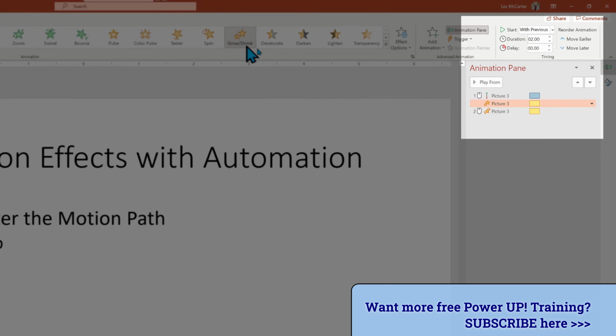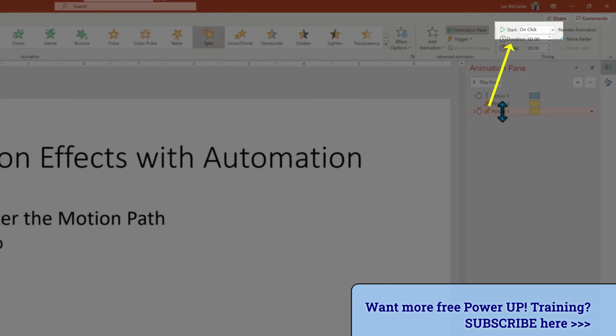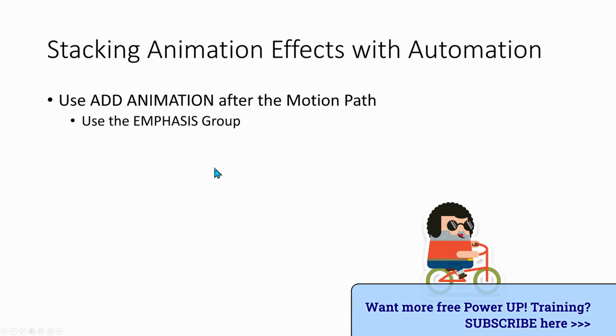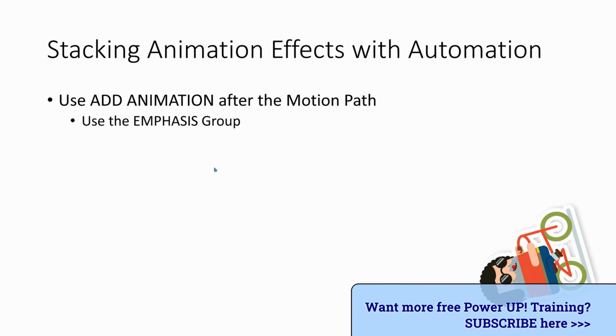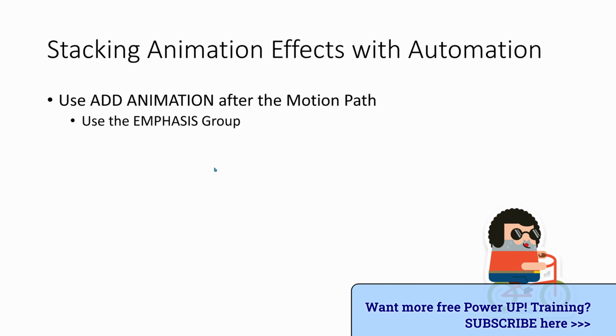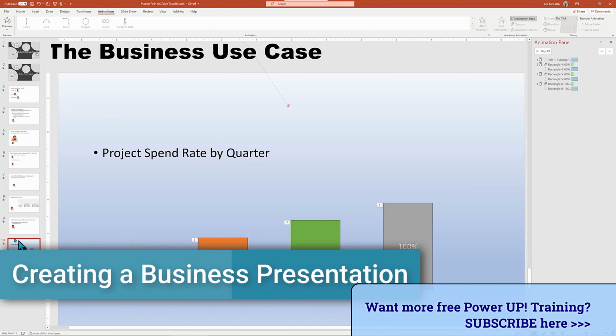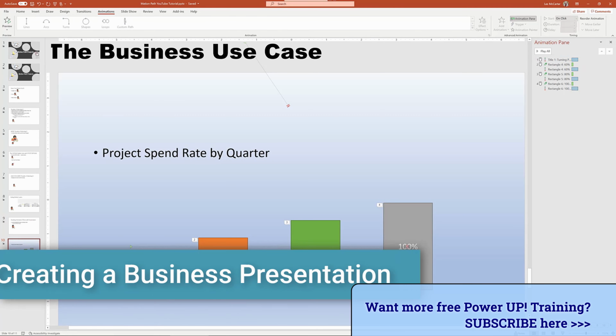Look carefully as I highlight each of the animations. The grow shrink is with previous. Our first line is on click, so we're going to choose the third animation and change it from on click to after previous. And now with a single click, Bike Man moves, grows, and at the very end does a little spin. So we now need to put together everything to create a professional business presentation without cutesy sticker men.